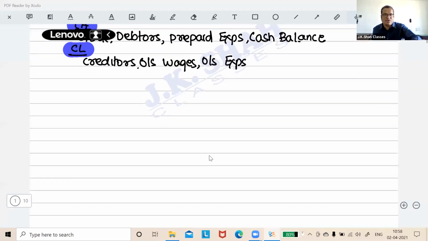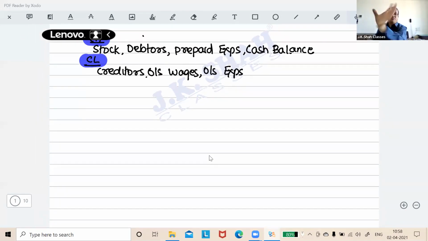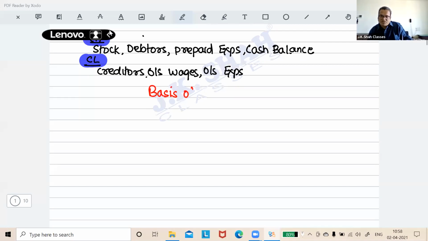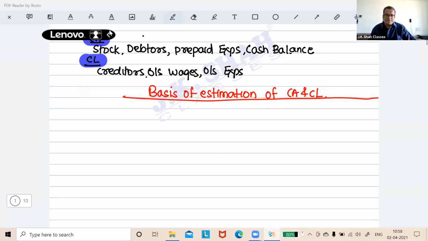Now, after taking some examples from other fields, it's time to talk about these particular things. What will be the basis of estimation of all these? We'll come to it. So now we are going to discuss the basis of estimation of current assets and current liabilities. Okay, so let's start with it.